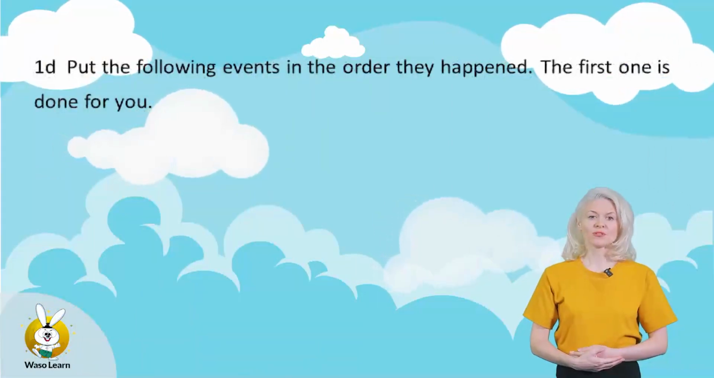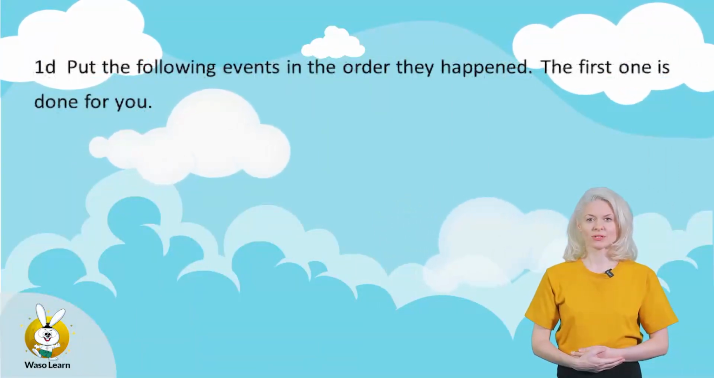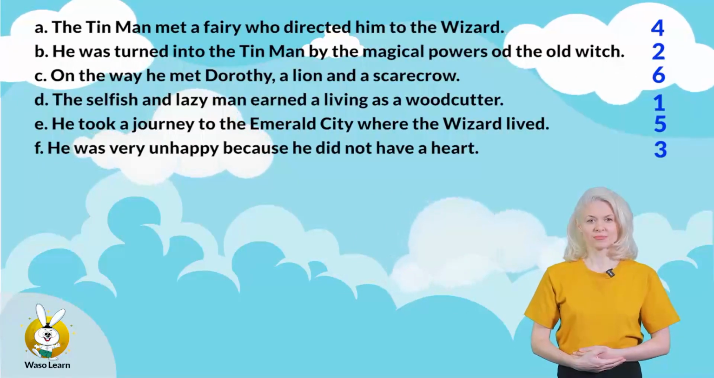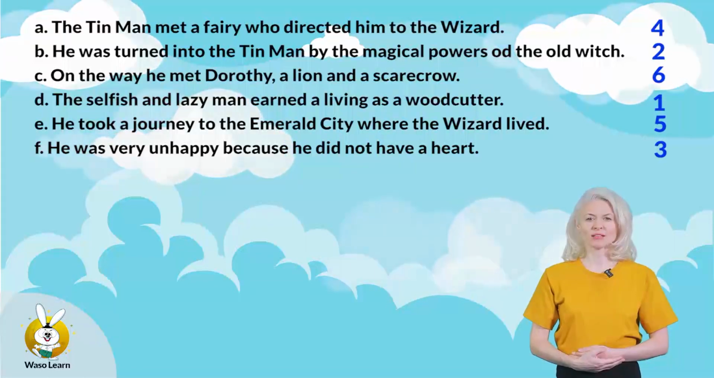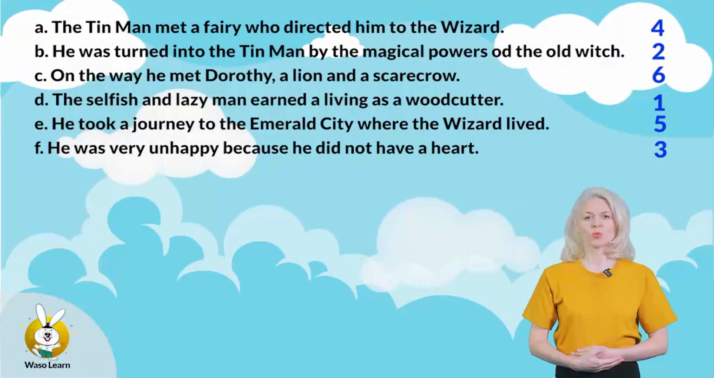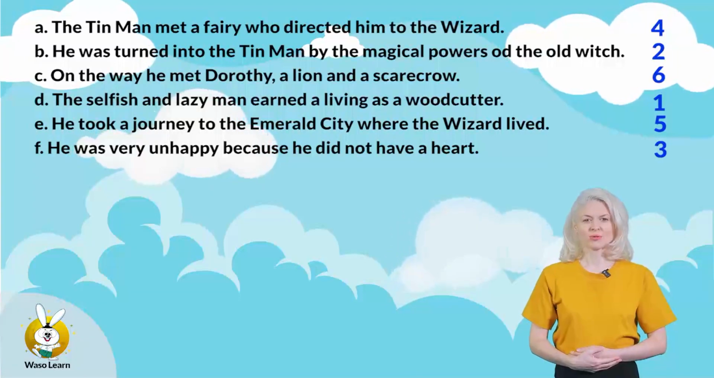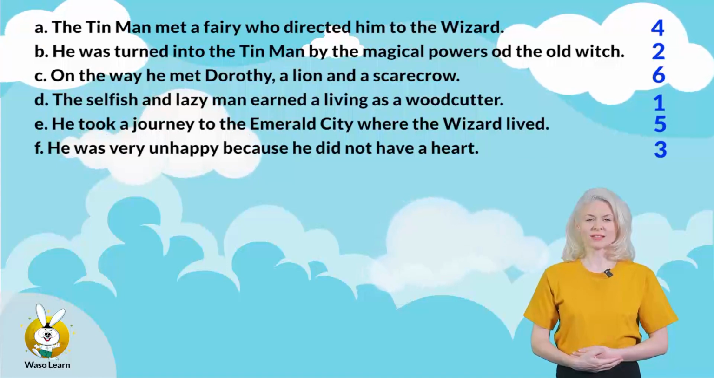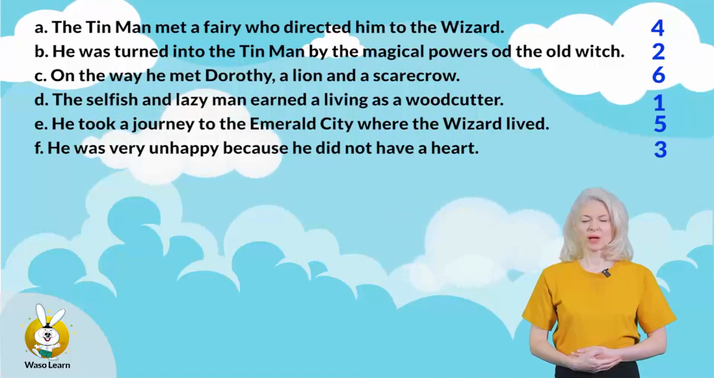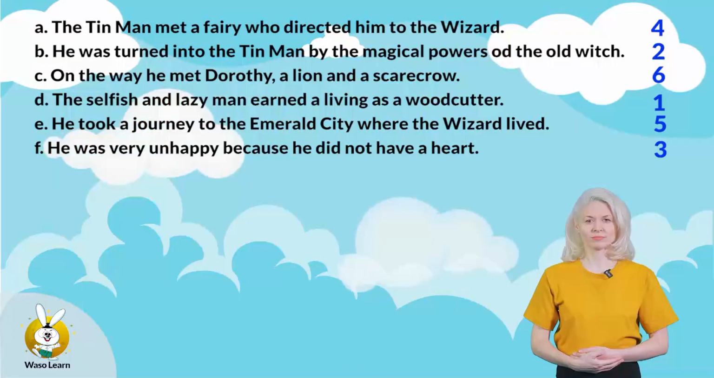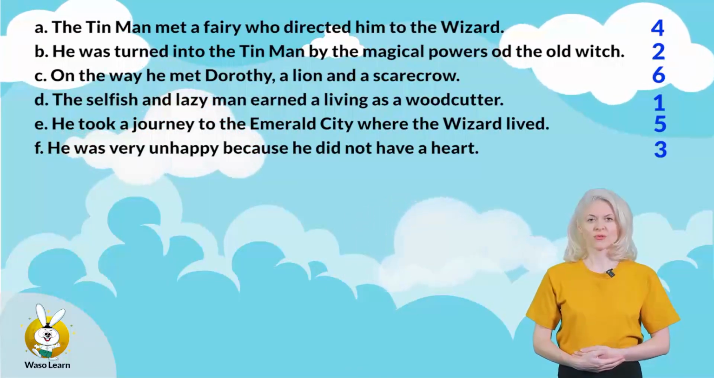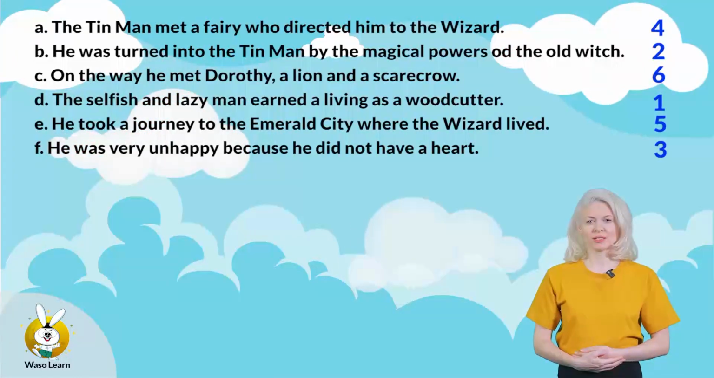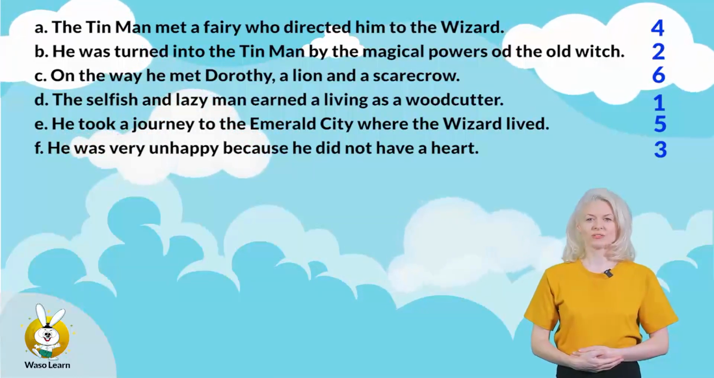1d. Put the following events in the order they happened. The first one is done for you. D. The selfish and lazy man earned a living as a woodcutter. 2. B. He was turned into the Tin Man by the magical powers of the old witch. 3. F. He was very unhappy because he did not have a heart.